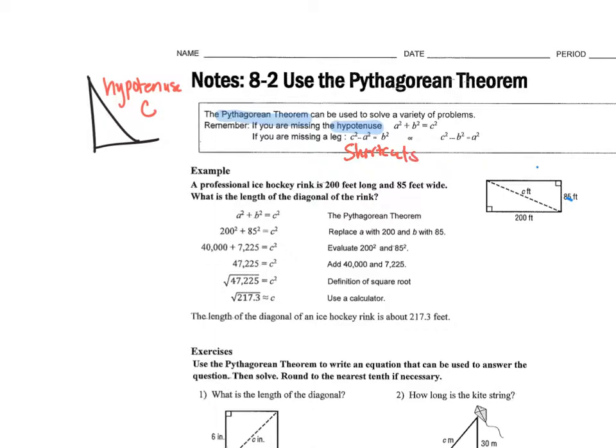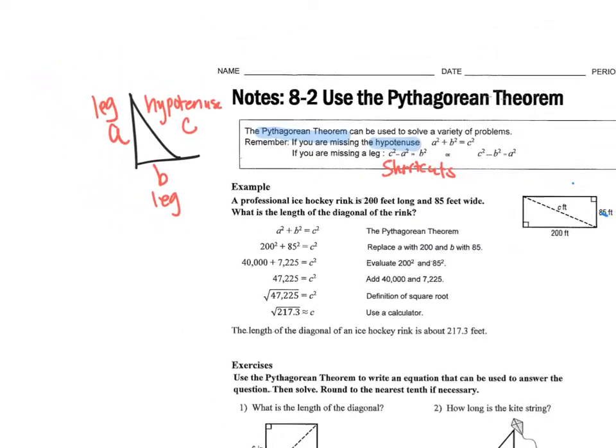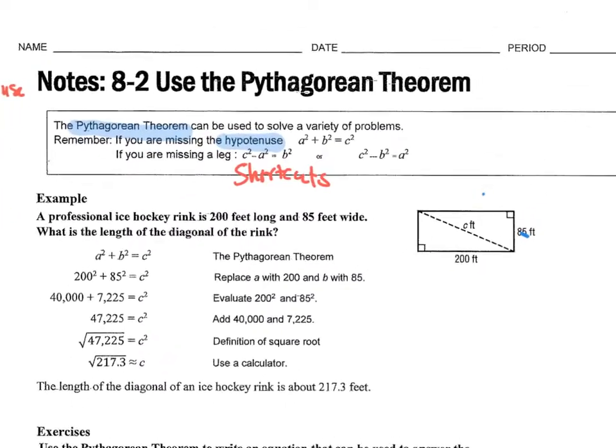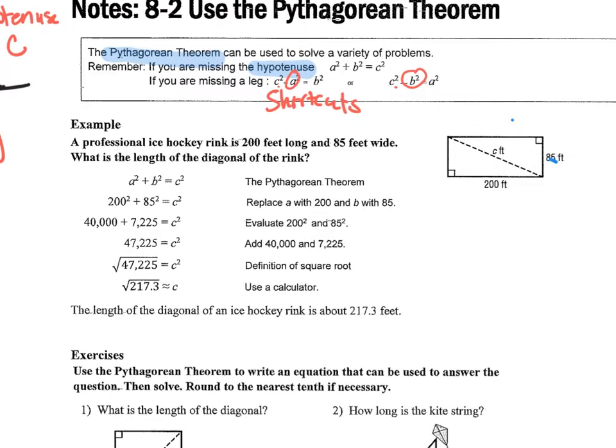But it might help just in case you forget to subtract, or if you think you might forget to subtract, then those shortcuts are easy. Just remember, you're going to subtract whatever you have from the c squared, okay? So example 1, a professional ice hockey rink is 200 feet long and 85 feet wide. What is the length of the diagonal of the rink?